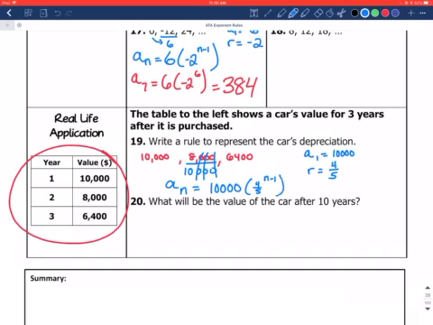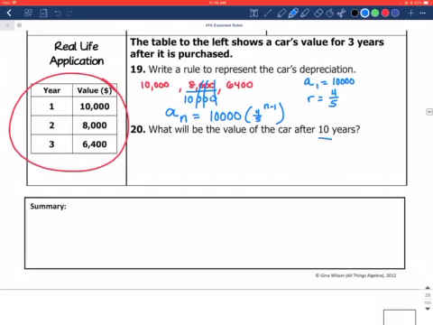Now they ask us what will be the car's value after 10 years. So we just plug in 10 for n. 10,000, 4/5, 10 minus 1. All right, so obviously, look at these numbers. They are going down. If you get a value that is above 6,400, that doesn't make sense, right? We still have 7 more years to go here. That number should keep going down, and it should go down a lot, right? A 10-year-old car is not worth nearly as much as it started out as.